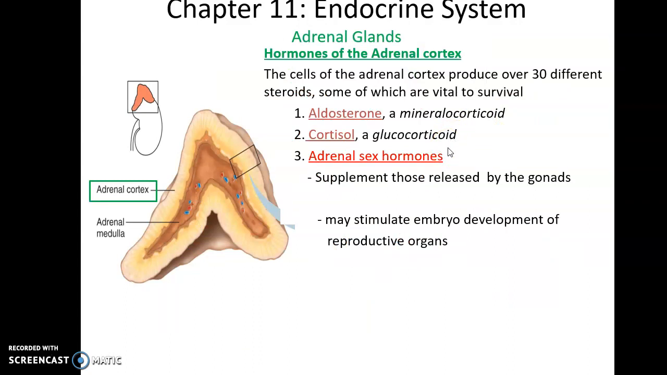All right, the third category is adrenal sex hormones. Adrenal sex hormones are chemically related to estrogen and testosterone, and they supplement those released by the gonads. Also, back when we were embryos, they were a big source of production of sex hormones. So they help to stimulate the development of reproductive organs in embryos. And that is it for this part of Chapter 11.